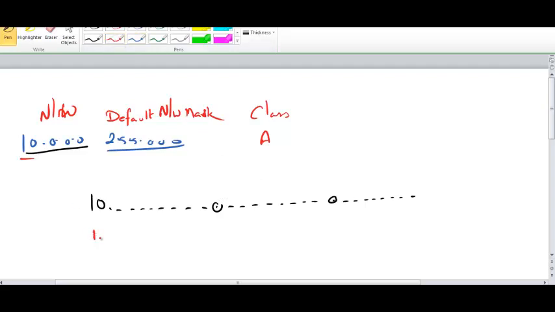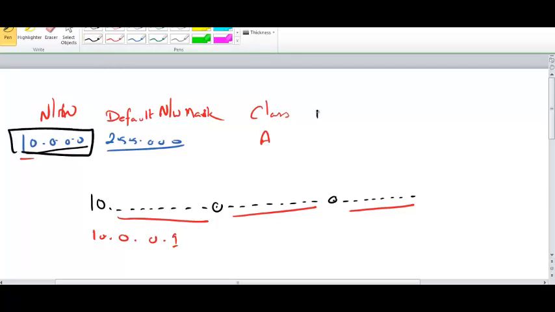10 dot, all these are 0. So I put 0 and then another 0 and then 1. This is the first IP address in the subnet. In this network, this is the first IP address, 10.0.0.1.